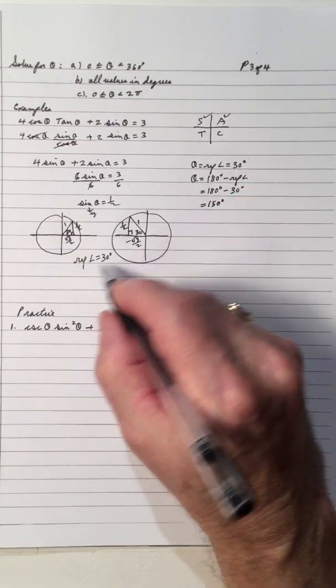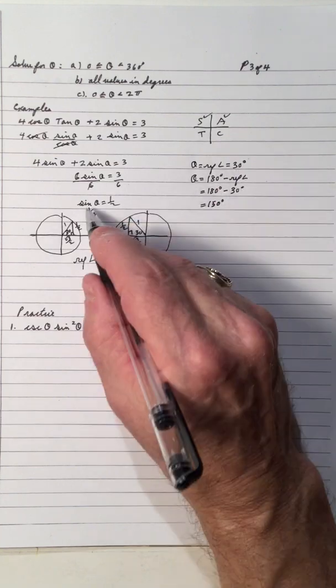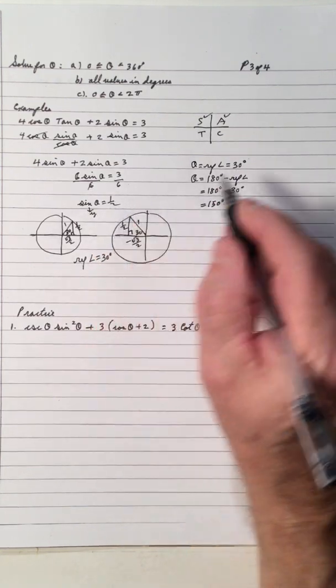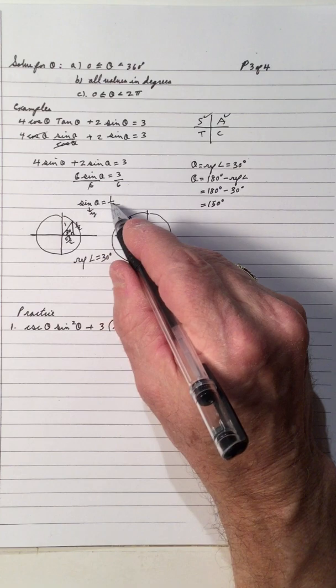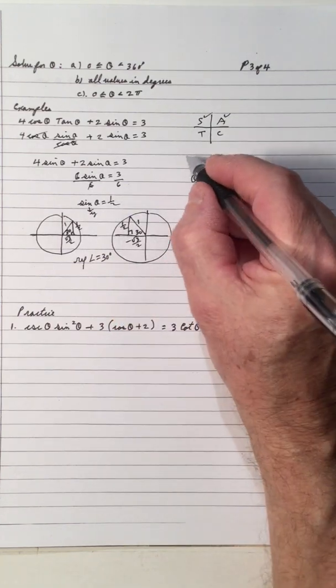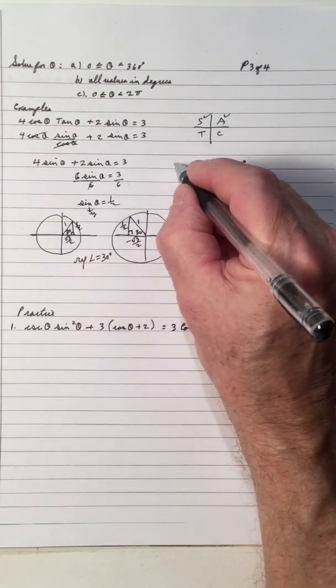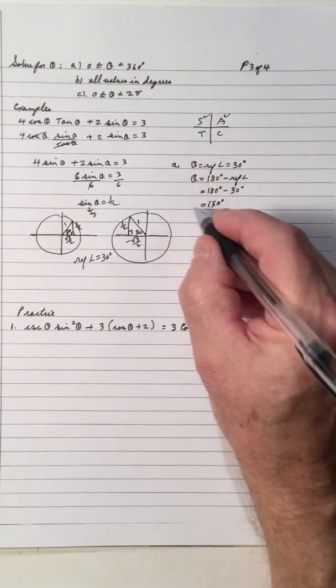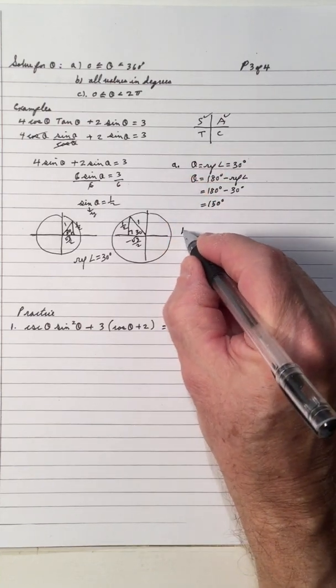So if you use your calculator and go sine 30 as a check, you get 0.5. If you go to sine of 150, you get 0.5. So that's A. That's the answers in degrees. Now we're going to find all the values.